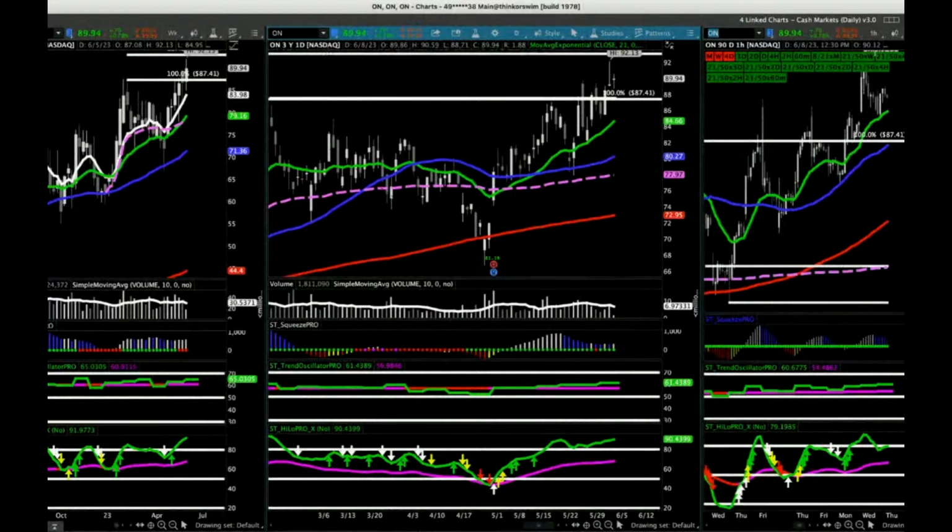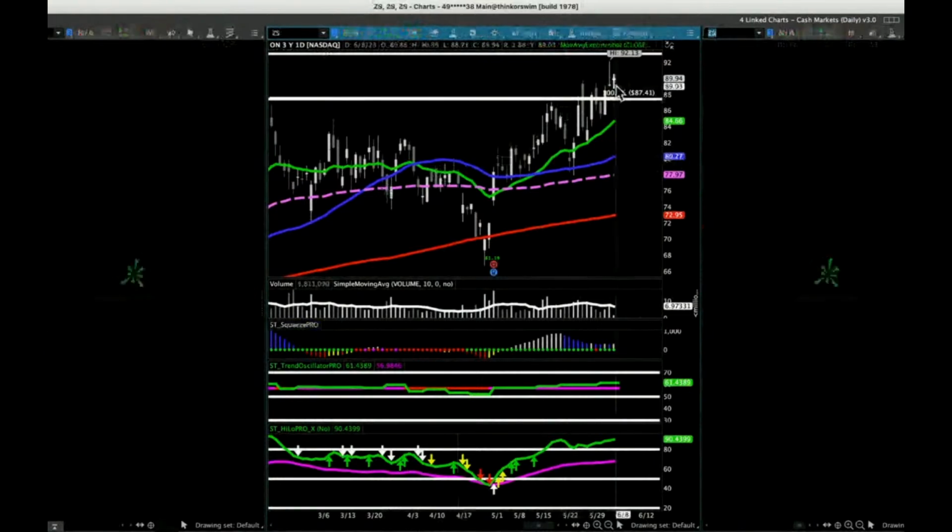So you were talking about a weekly divergence with Trendos and price on ZS. Let's see.